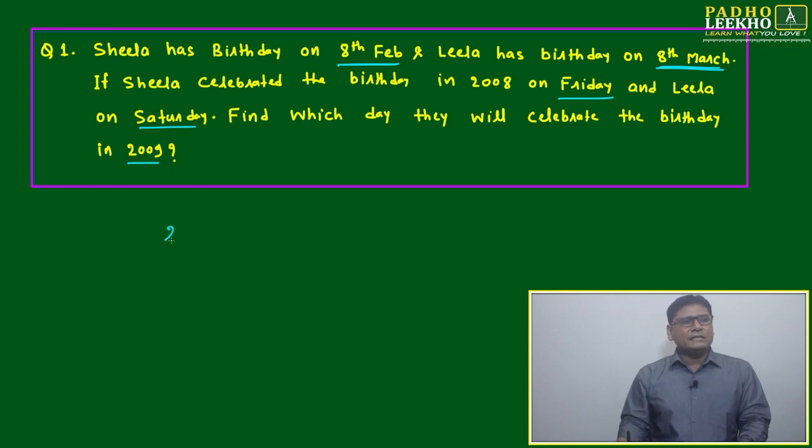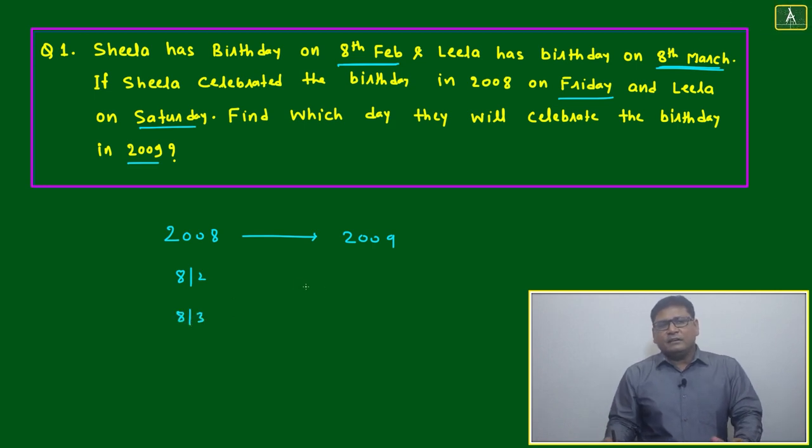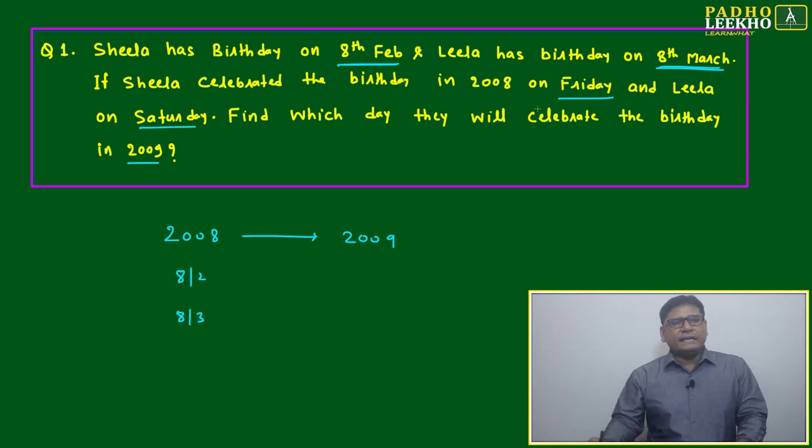What are we doing? One thing is very simple. We are doing movement from 2008 to 2009. One case is 8th February and another case is 8th March. This is only based on that. The dates are already given, so no need to calculate which day 8th February 2008 was, and which day 8th March 2008 was. It is given: Friday and Saturday.